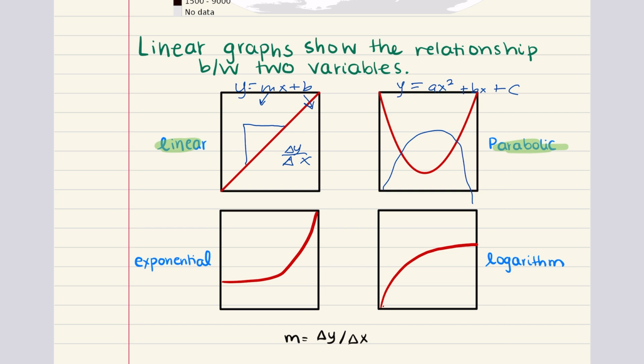Next, we have exponential graphs. These illustrate rapid increases or decreases, and they're characterized by equations like y is equal to ab raised to the x.